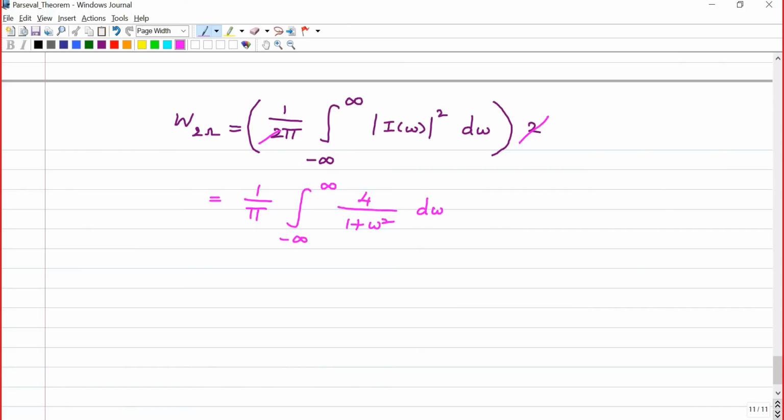So what I'm doing, I'm rewriting the same equation. 2 over pi, integral 0 to infinity. Even this 4 you can write outside. 1 plus omega square d omega.